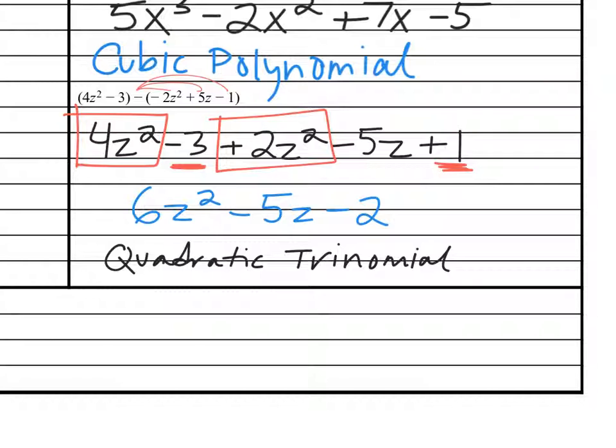I for sure wouldn't expect you to memorize that until we've done a lot more practice with it, because it's so weird. Okay. You should get 6z squared minus 5z minus 2, and that is a quadratic trinomial. Try.